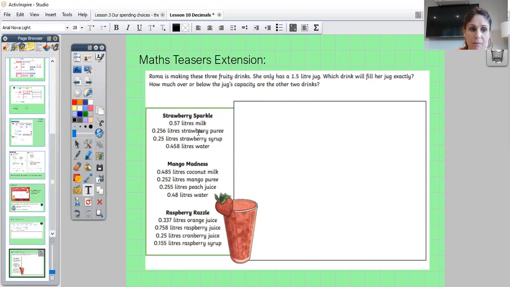Okay, so we'll look forward to seeing your work on Tapestry. Don't forget to mark your work, guys, because it's really important to check your work before you move on. All the answers are included on Tapestry.